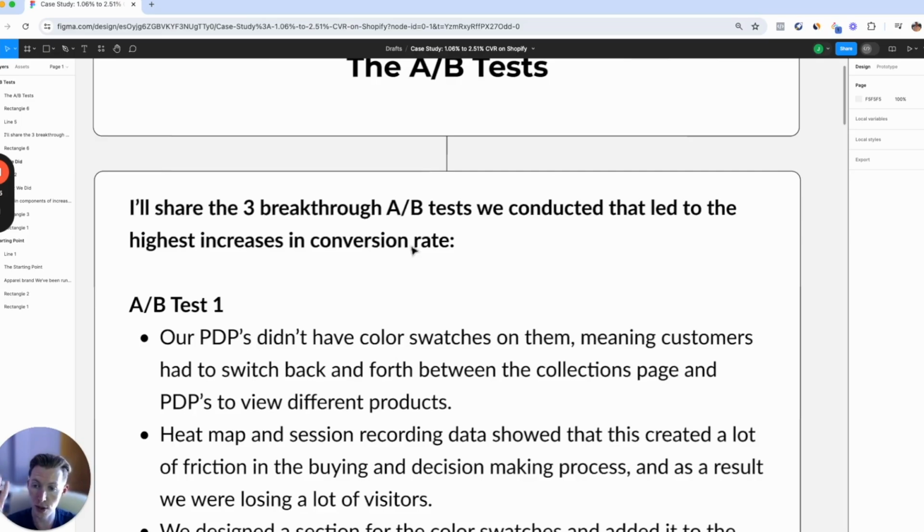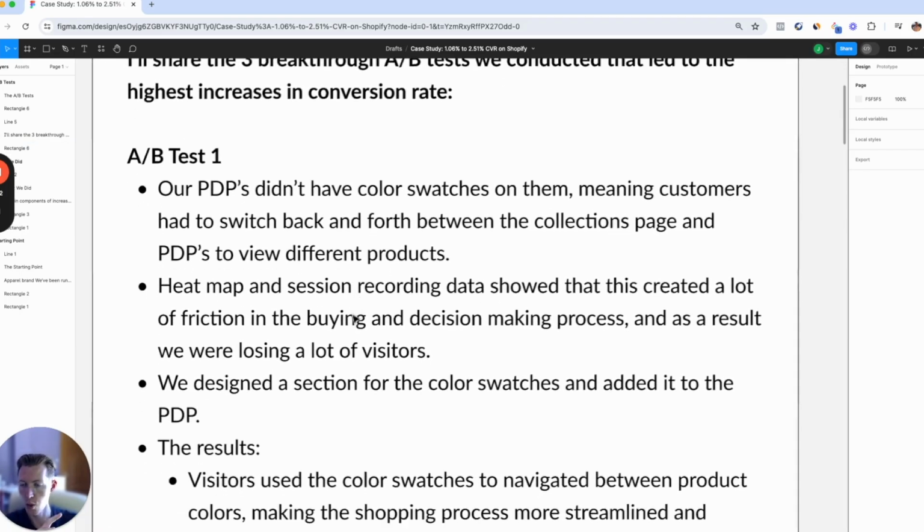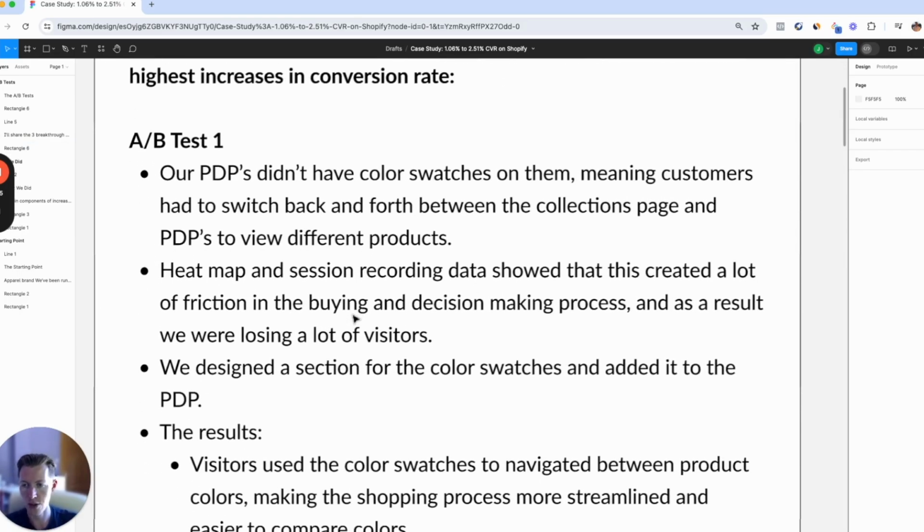So I'm going to share the 3 breakthrough A/B tests that we conducted that led to the highest increases in conversion rate. I'll just give you some background on each of the tests. The first one: our PDPs didn't have color swatches on them. If you're in apparel, or selling any product with multiple variants, colors, flavors, sizes, but mainly colors and flavors, then it's really important to have color swatches, right? We didn't have them.